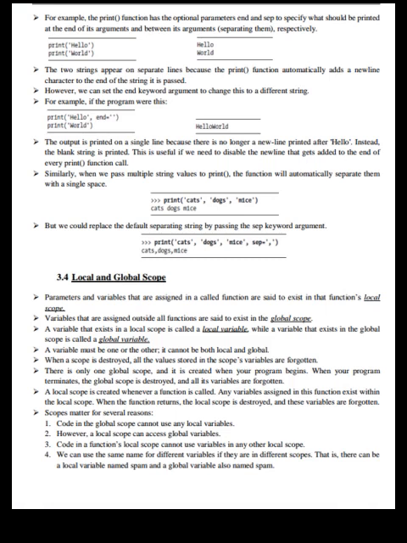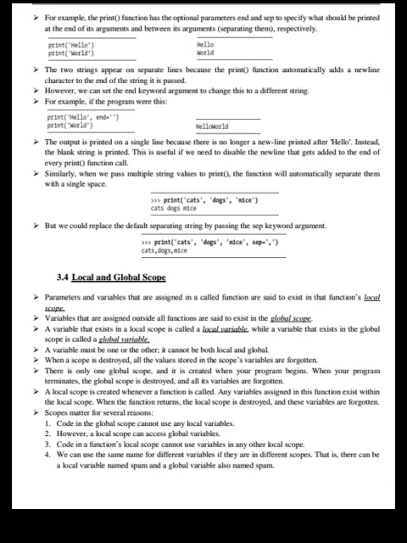When a scope is destroyed, all the values stored in the scope's variables are forgotten. There is only one global scope and it is created when your program begins. When your program terminates, the global scope is destroyed and all its variables are forgotten. A local scope is created whenever a function is called. Any variable assigned in this function exists within the local scope. When the function returns, the local scope is destroyed and these variables are forgotten.